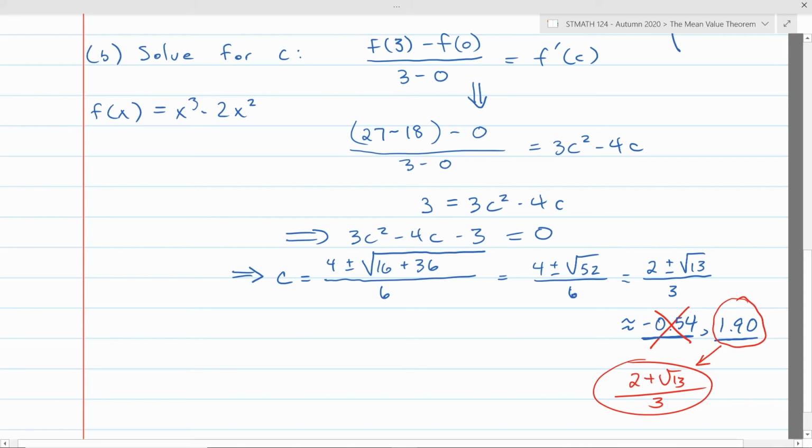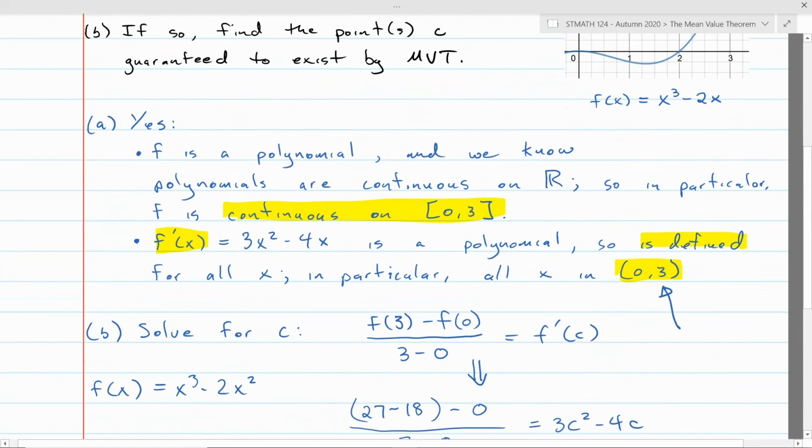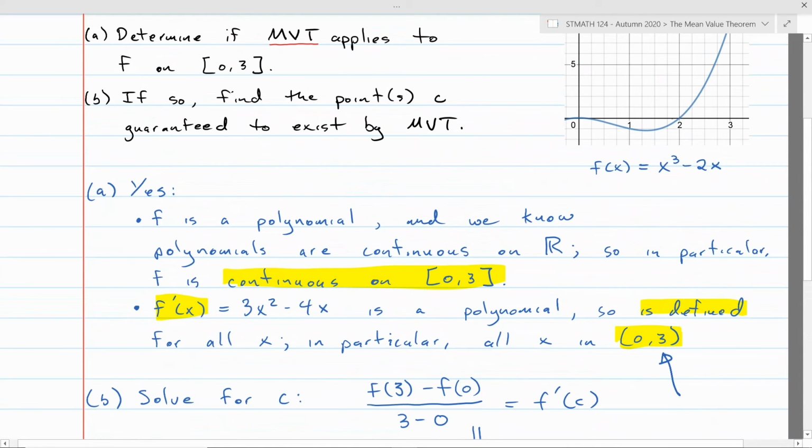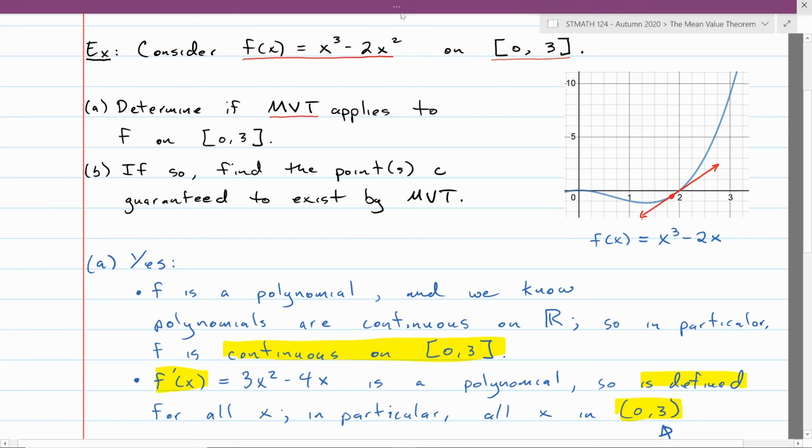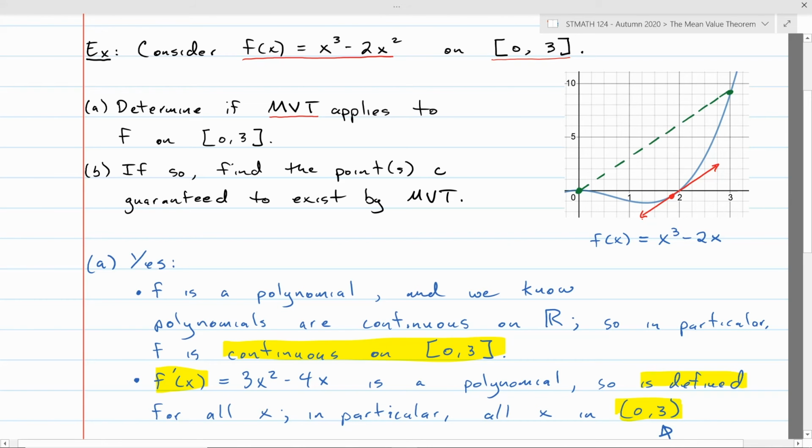And I want to see on that graph what the significance of this c is. Well, 1.9 is about this point on the graph right here in red. And if I graph the tangent line there, it'll look like this. And I want to compare that to the graph of the secant line between the endpoints at 0 and at 3. So let's see what that looks like. There in green is the secant line.